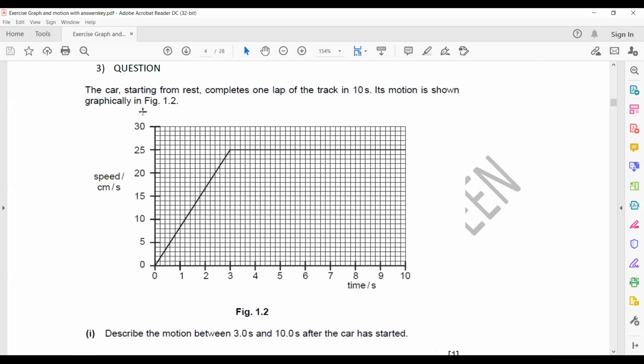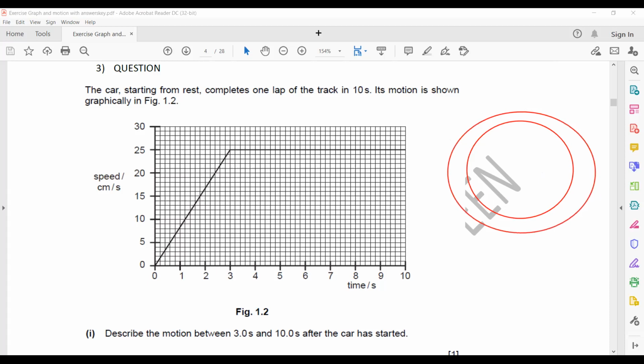In question three, the car starts from rest and completes one lap of the track in 10 seconds. Like there's a race. So this is, say, the position of the car. This car completes the lap: one complete rotation, one complete lap. And how much time did it take? It took 10 seconds to complete the lap. Its motion is shown graphically in figure 1.2.